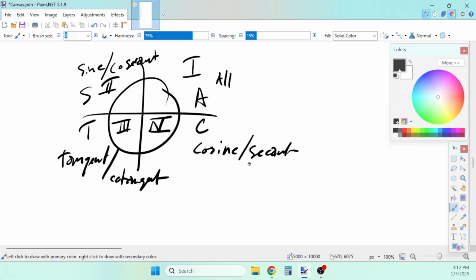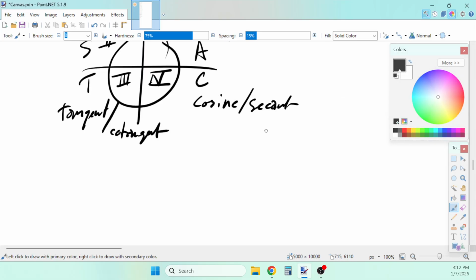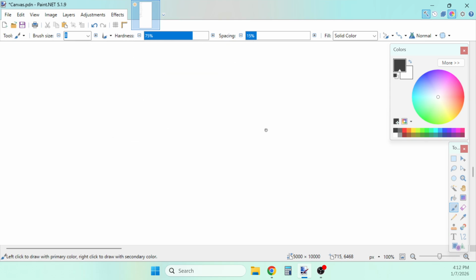Okay, so that gets you through questions 1 and 2. Question 3 is conversion between radians and degrees. Question 4 is conversion between radians and degrees as well. We already saw examples of that.